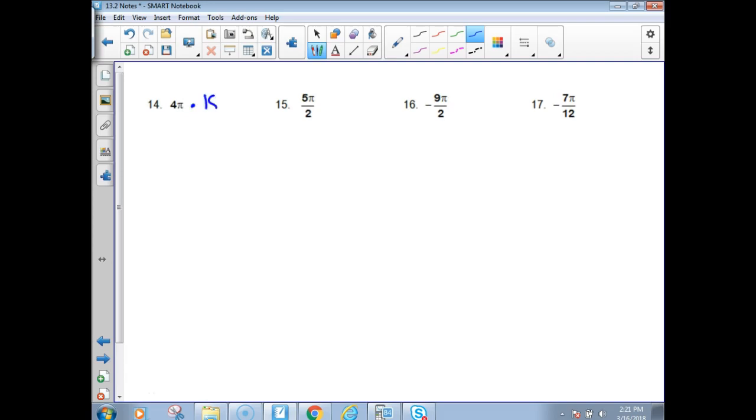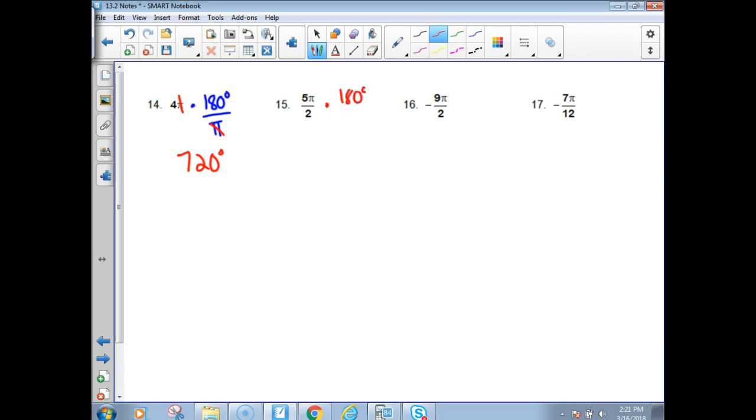So the conversion factor is 180 degrees over pi. 4 times pi is actually bigger than 6.28. Don't know what I was saying in the beginning. The pi's cancel out, and we're just going to have 4 times 180, which is 720.